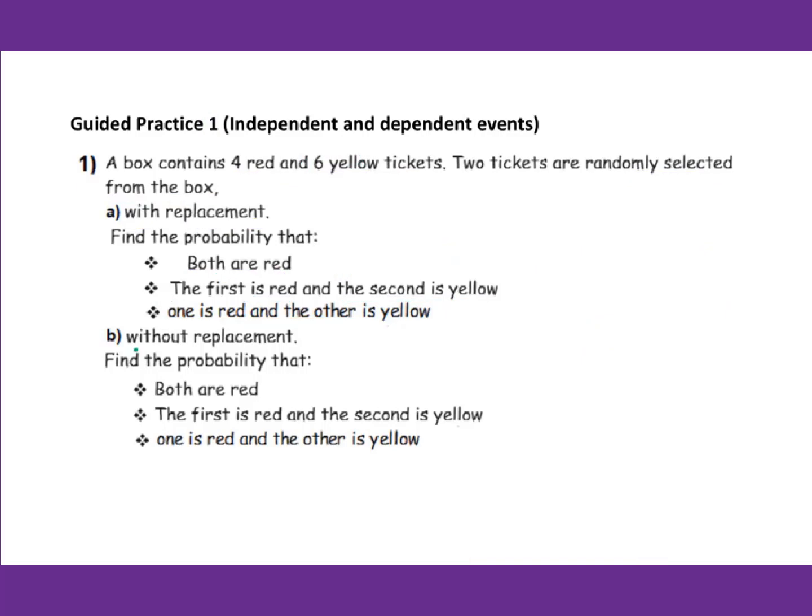Now let's go to B. Without replacement means you pick up 1 ticket, you don't put it back. Find the probability that both are red. First, the red, we know that is 4/10. Second red, since you already took 1 red away, 3 red left. Total number of tickets will be 9 because you already took out 1 red. So we reduce. You will get 2/15.